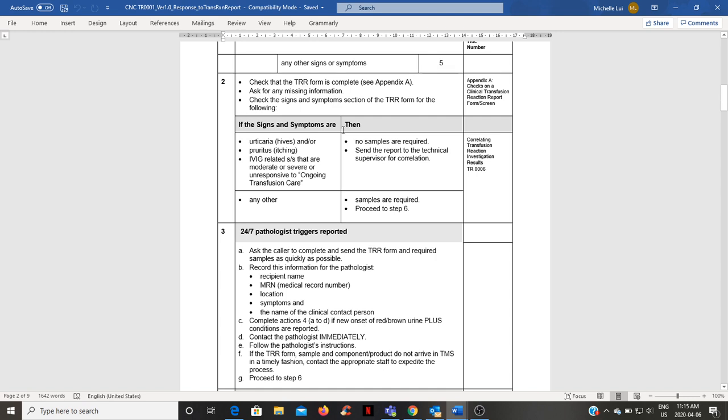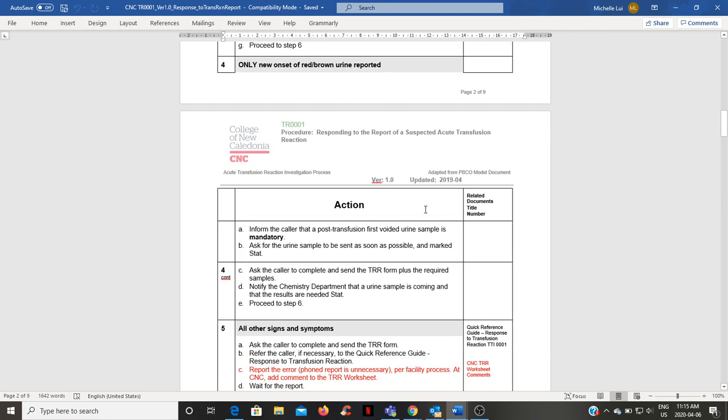So if the signs and symptoms are basically anything other than urticaria, pruritus, or IVIG related, this is all in the same process. So we are going to need samples, which they did send, which means either they called the lab and had a collector come up and collect them, or the ward collected them. One way or the other, we got some post-transfusion samples and they are received. And we're going to go right to step number 6. So let's scroll down to number 6.